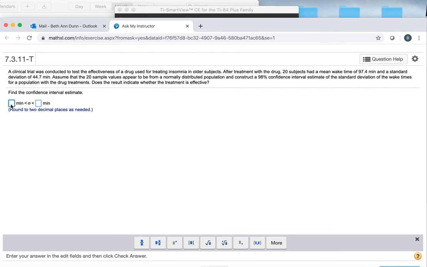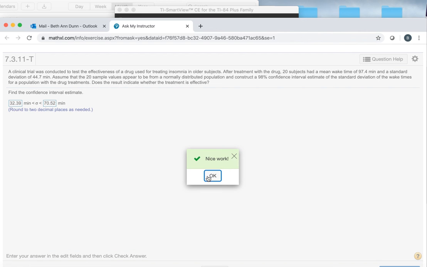So if I go back to the homework, I'll put those numbers in there. So the left tail is 32.39. That's what we got on our calculator. And 70.52. And those are the answers.